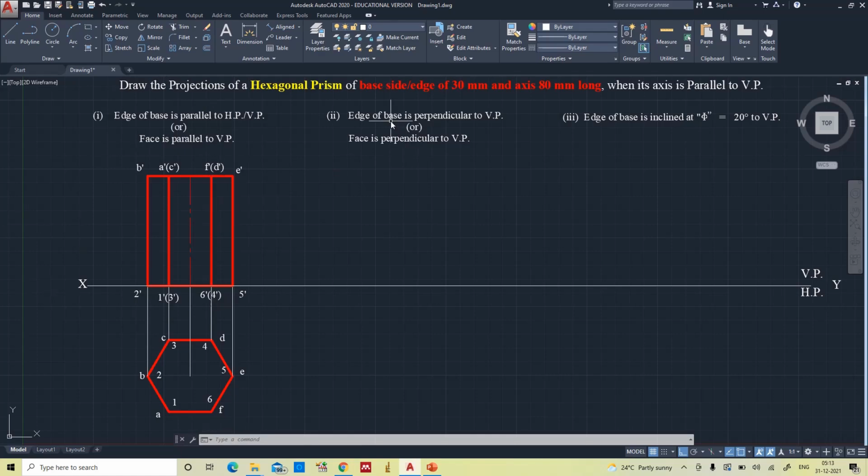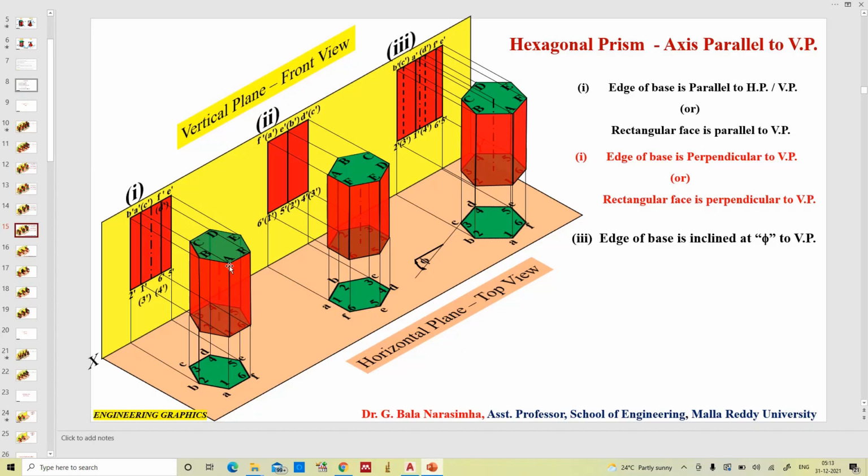And coming to the second case, the edge of the base is perpendicular to the vertical plane, or the rectangular face is perpendicular to the vertical plane. You can see here the sides AF and CD are parallel, which means the angle of this edge is 0 degrees, which is parallel to the vertical plane. If I rotate this 90 degrees, these two edges turn perpendicular to the vertical plane. The same I did here. See, this AF I tilted 90 degrees in the clockwise direction. When I tilted 90 degrees clockwise, these two edges became perpendicular to the vertical plane.